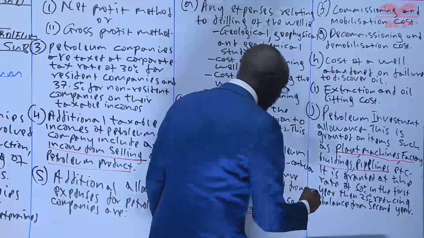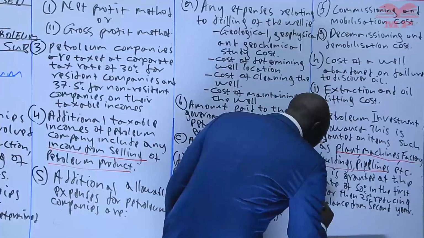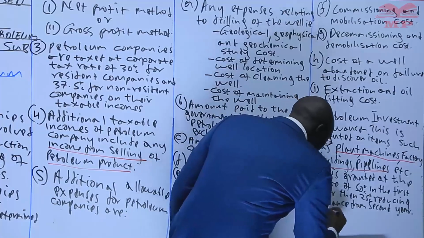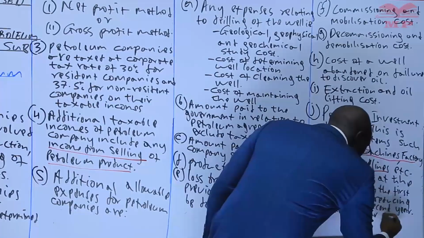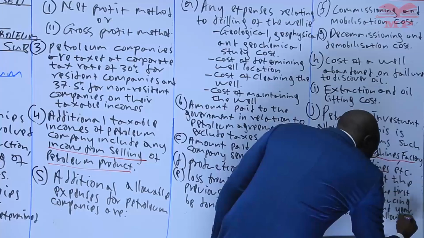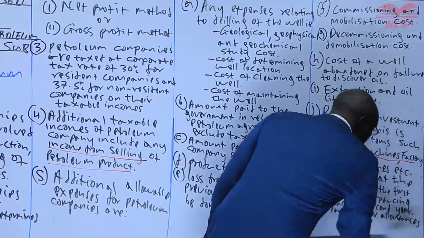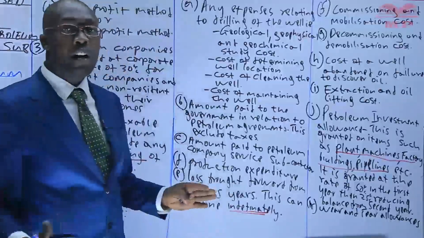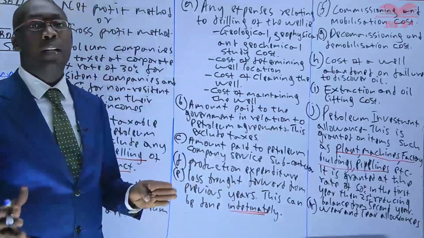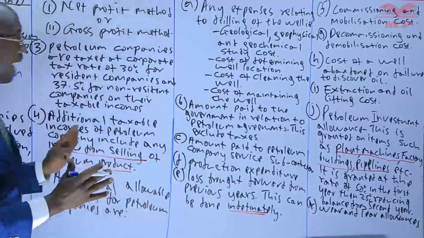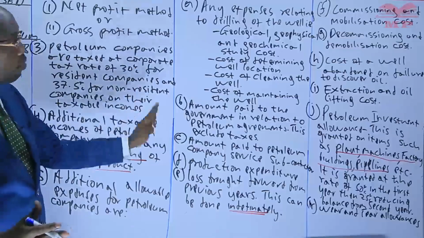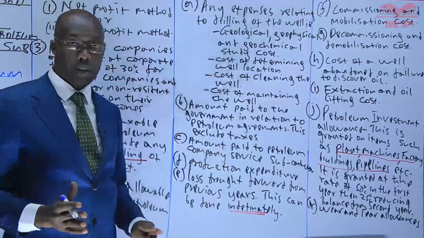Then we have the last one, wear and tear allowance. So when you have an item that qualifies for wear and tear, give it the wear and tear allowance like a normal business. So these are the additional allowable expenses when it comes to the petroleum company.